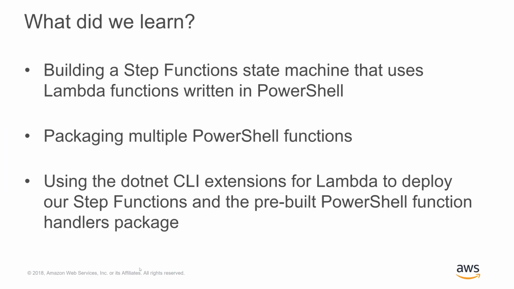What did we learn? Well, it's pretty easy, right? We can use Step Functions, we can use a state machine that uses Lambda functions that are in PowerShell, and we can package multiple PowerShell functions in a single process, single zip file that we upload, or we can use multiple zip files. We have that choice. By using the .NET CLI extensions for Lambda, we deployed not just our pre-built PowerShell handler package to S3, but it also injected the state machine for us into the serverless template automatically. We didn't need to do any sort of grungy escaping of quotes, etc.